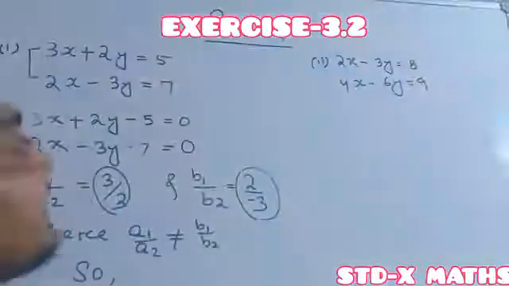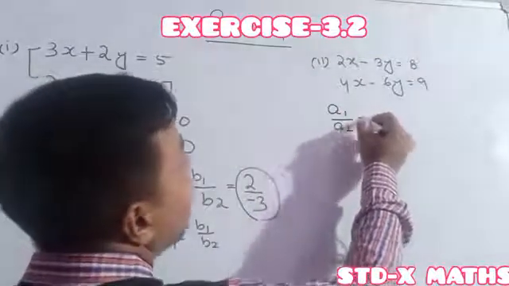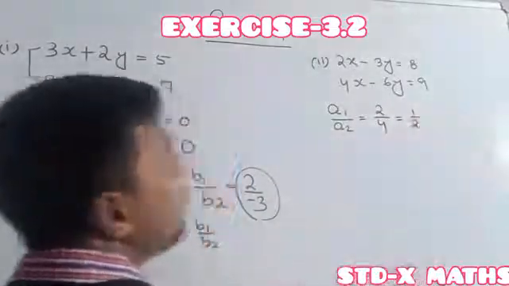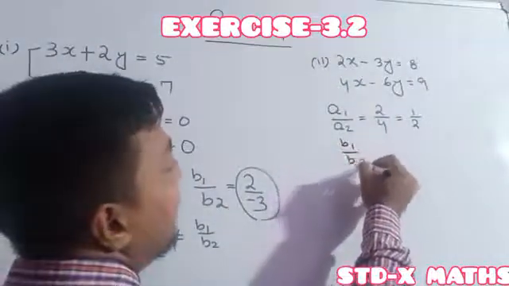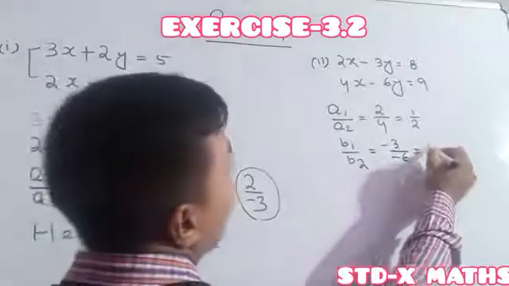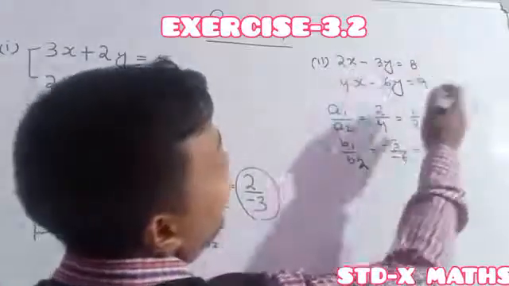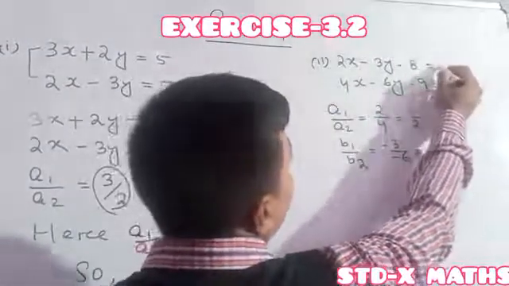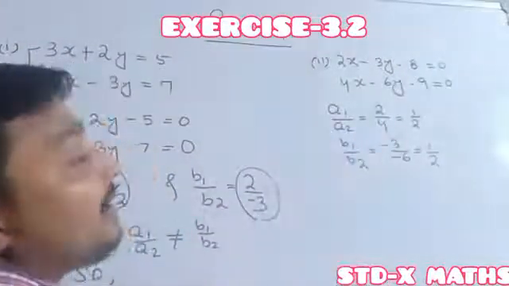Understood? Here, in this situation A1 by A2 is 2 by 4. On simplifying you will get 1 by 2. And b1 by b2 is minus 3 divided by minus 6, which is equal to 1 by 2. Here 8 and 9 are both on the right side. It would be better that I transpose them to the left side, and here it is 0, here it is 0. Ready? Here a1 by a2 is equal to b1 by b2.